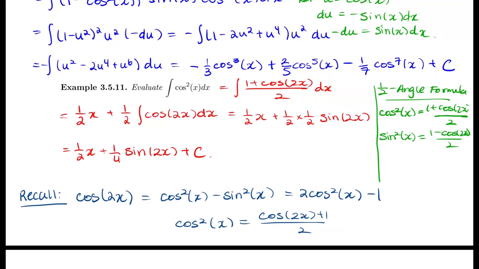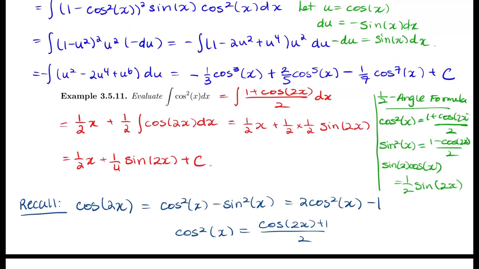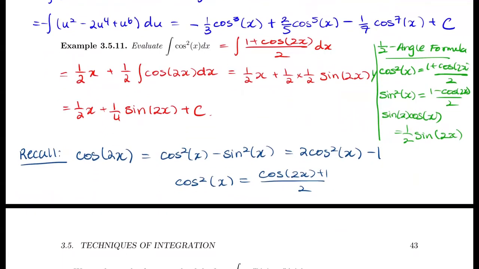So those are the two half angle identities we would need to know. As well, this one would also be helpful. We also know that sine x times cos x is simply going to be half of sine 2x. So those are some formulas that we would have to keep in mind. So this is 1, this is 2, and then this is the third one.